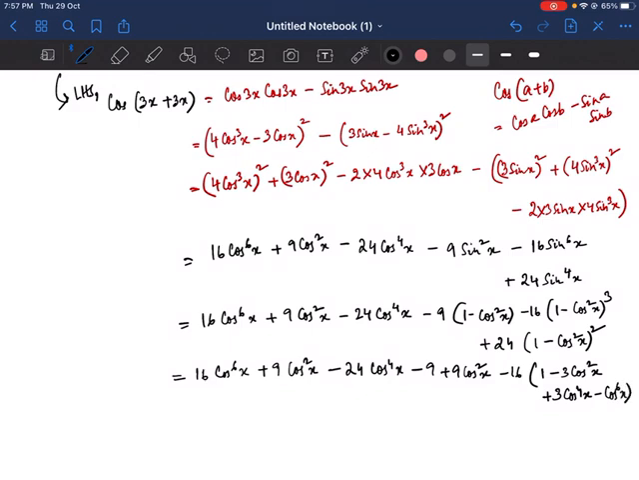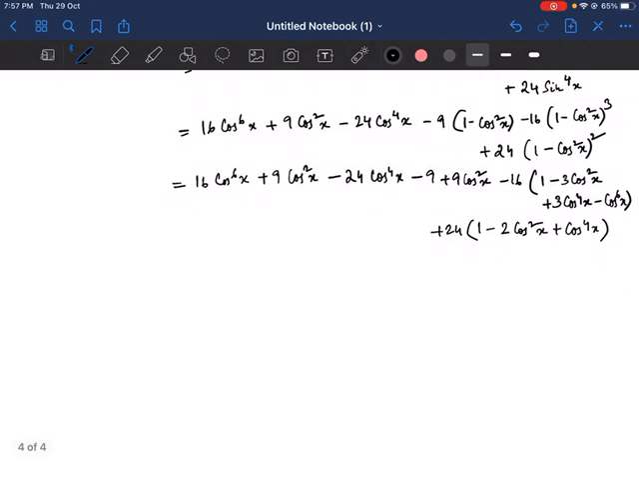This is what we have. And the last one is this one, plus 24. Now, the (a minus b) whole square formula: a square minus 2ab, that is 2 into 1 into cos square x, that is 2 cos square x, and b is how much? It will be cos square x whole square, that will be plus cos to the power 4x. So this is what we have. Now let us write all of them together and see what you get.